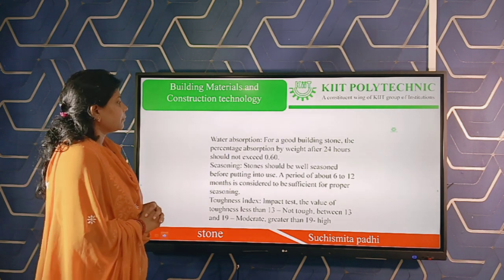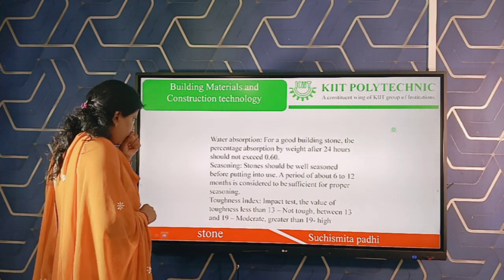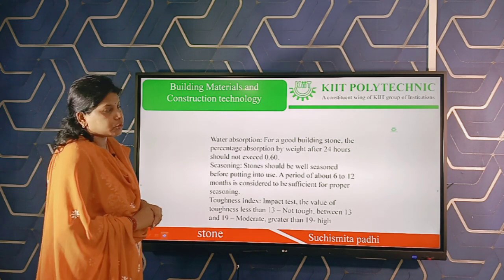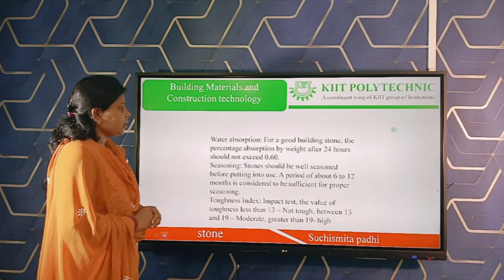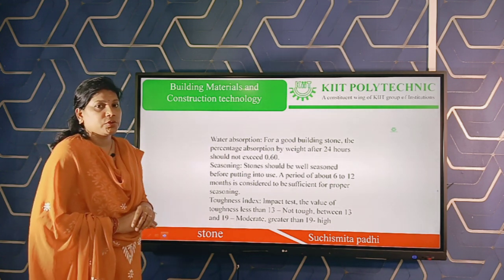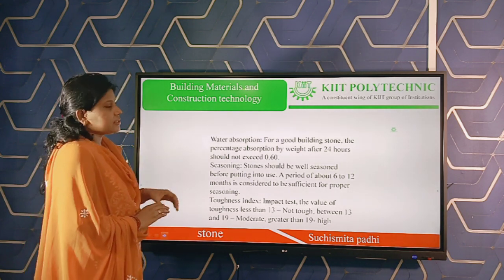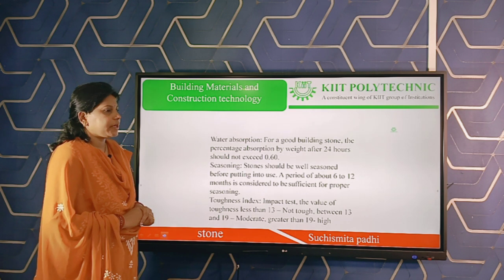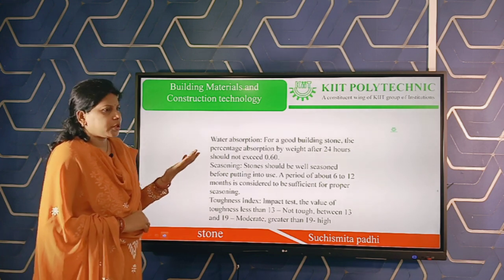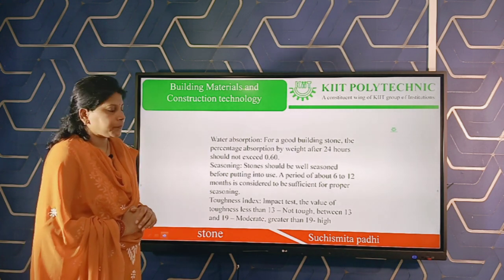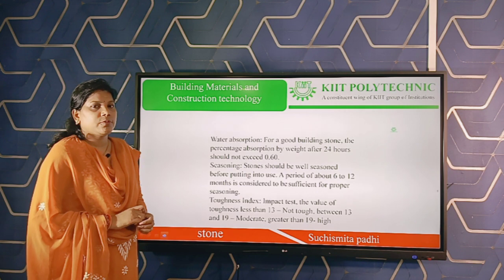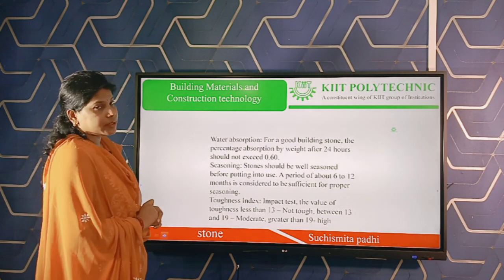Next is water absorption. For a good building stone, the percentage absorption by weight after 24 hours should not exceed 0.6. If you drop the stone in water for 24 hours, it should not absorb more than 0.6. Next is seasoning. Seasoning means simply the removal of moisture from the stone or from the timber. There are different methods of seasoning, but the main definition is the removal of moisture or water from the material. That is very important.